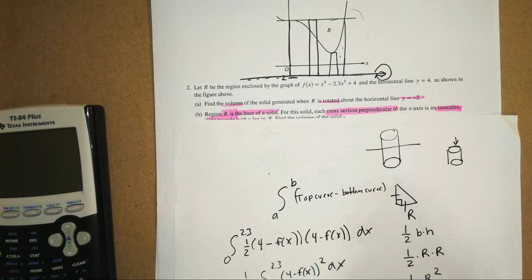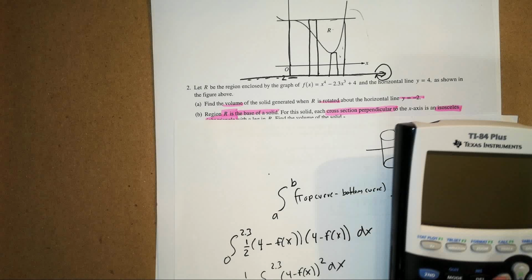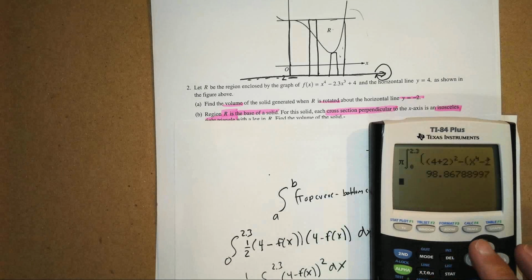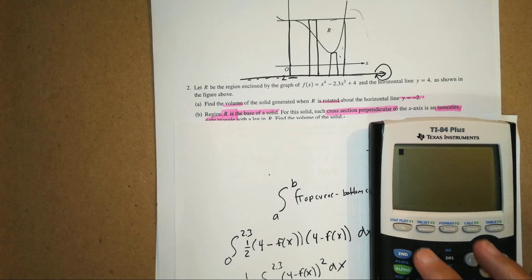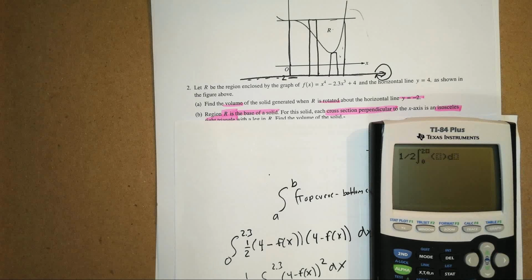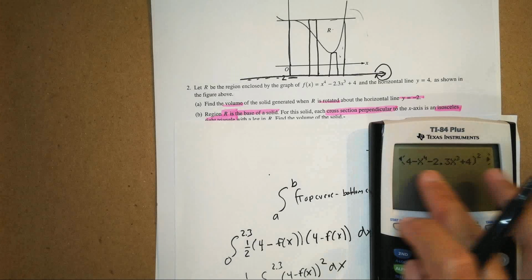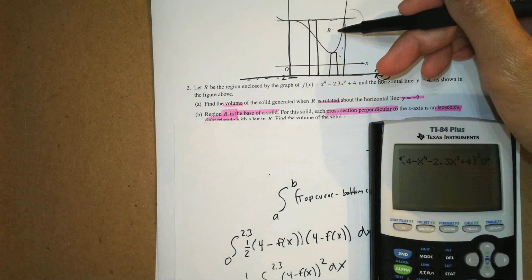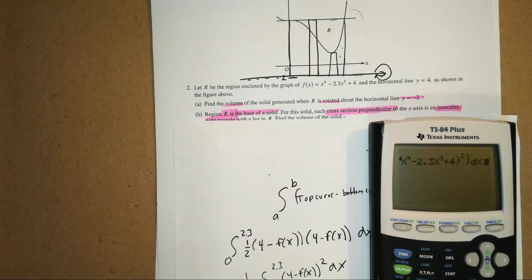And then you're just going to type this into your calculator. So you're going to come back over here: 1/2, math, number 9, 0 to 2.3, and then parentheses 4 minus f of x, which was x to the 4th minus 2.3 x to the 3rd plus 4, close the parentheses, then don't forget to square it, because it's base times height in an isosceles right triangle. This is the region R, and base times height, you have to multiply them together.